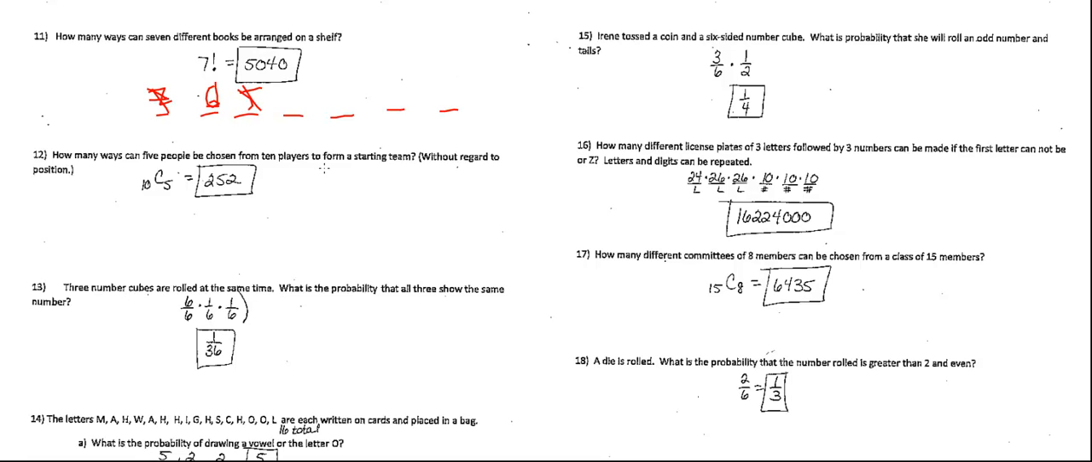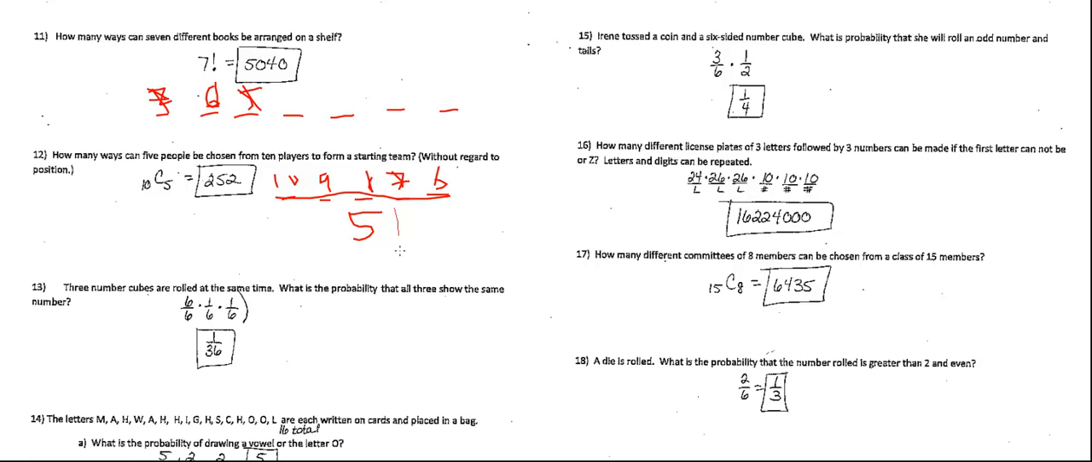Next one, you're choosing 5 people from 10 to be on a starting team. Without regard to position means that you're just picking 5 people. So order doesn't matter. So that makes this a combination. So there's 5 to choose from, and it's going to be diminishing. You'll have 10 choices for the first person, then 9, 8, 7, 6. And then you divide by how many you're picking factorial, which is 5, so you divide by 5 factorial because it's a combination.